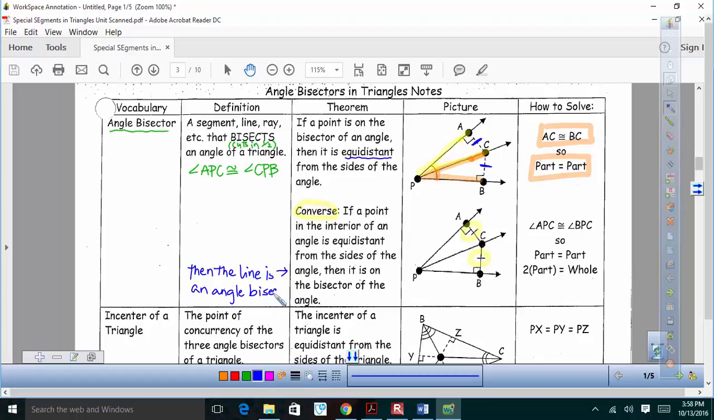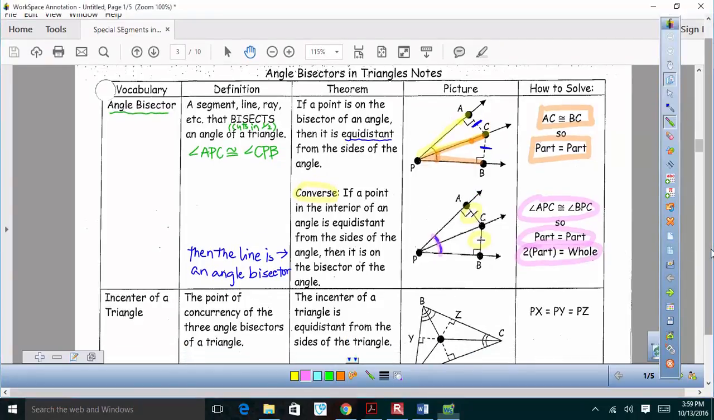And so if it is an angle bisector, then that means that this angle equals this angle. So APC is congruent to BPC, here and here. And that means either part is going to equal part, or if they just gave me this part and then they gave me the whole, we could do 2 times part equals whole. So these are not new formulas, and we should be able to identify what to plug in for each.